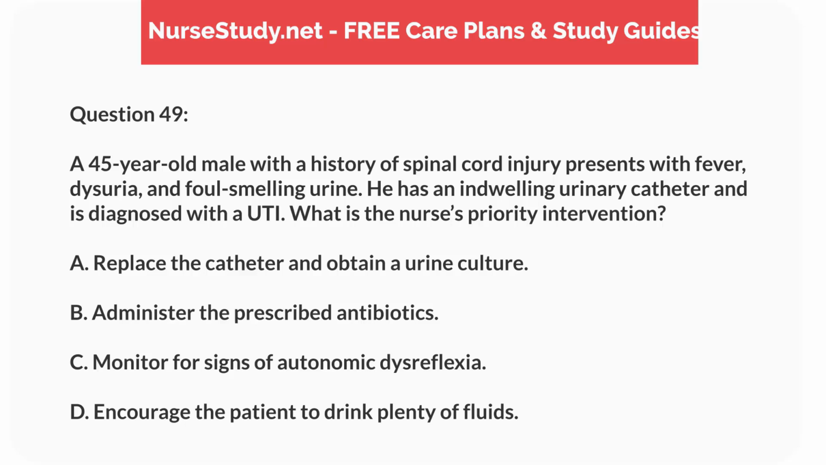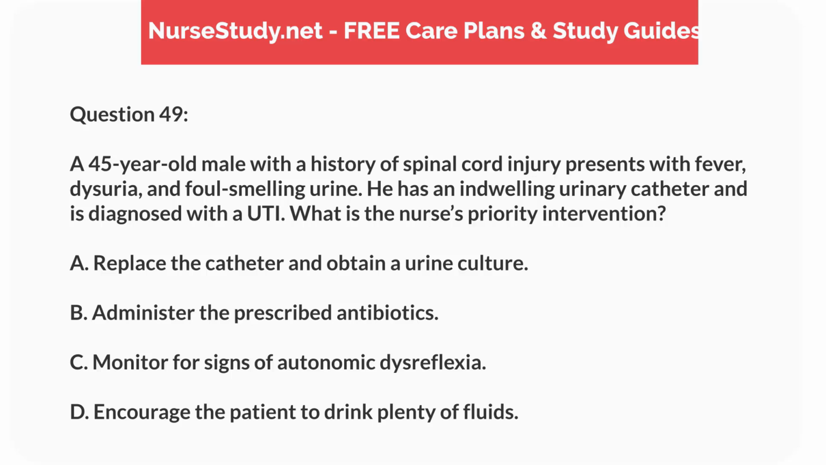Question 49. A 45-year-old male with a history of spinal cord injury presents with fever, dysuria, and foul-smelling urine. He has an indwelling urinary catheter and is diagnosed with a UTI. What is the nurse's priority intervention?